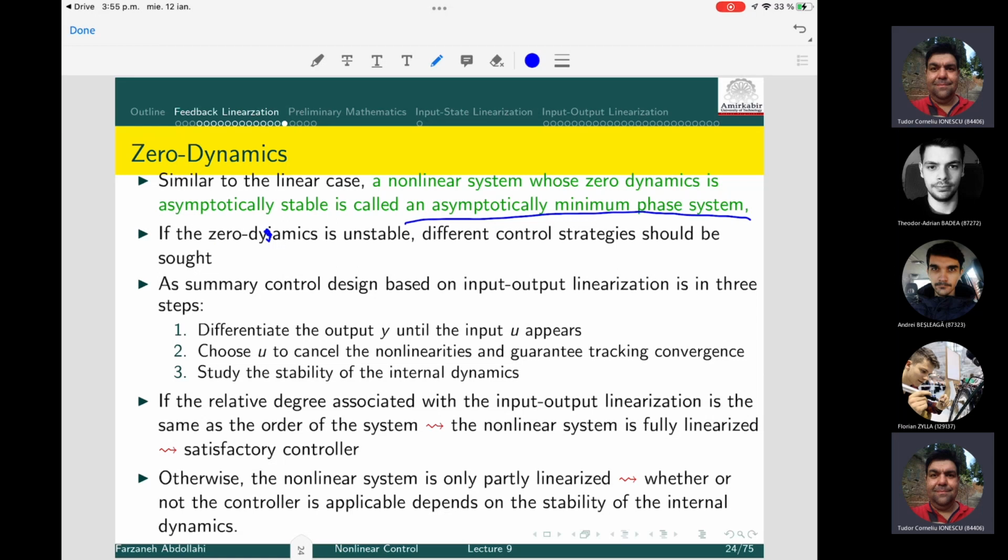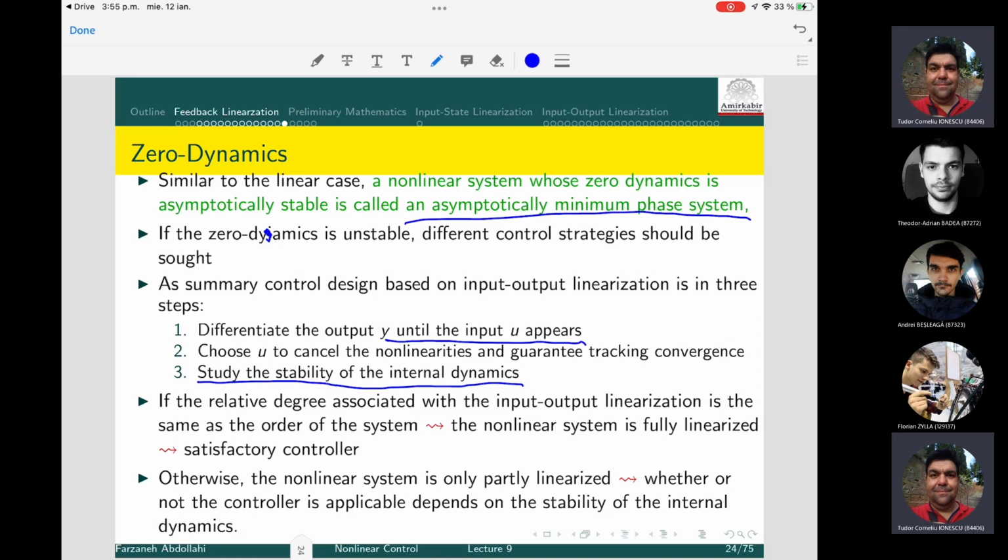A summary of control design based on input-output linearization is in 3 steps. Differentiate the output Y until the input U appears. Choose an input U to cancel the nonlinearities and guarantee tracking convergence. And then you study the stability of the internal dynamics. So this is the main procedure for this.